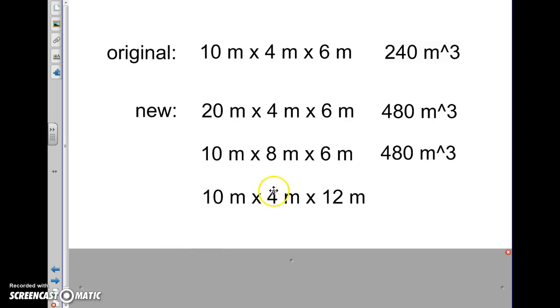And last one, 10 by 4 by 12. 10 times 4 is 40. 40 times 12 is again 480 meters cubed. Okay, so that works. All we need to do to find a new possibility of dimensions for a rectangular prism with twice the volume is to double only one of the dimensions.